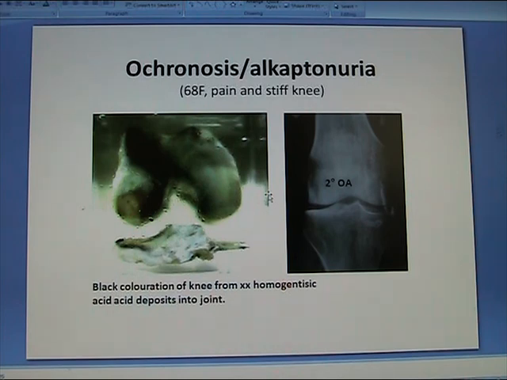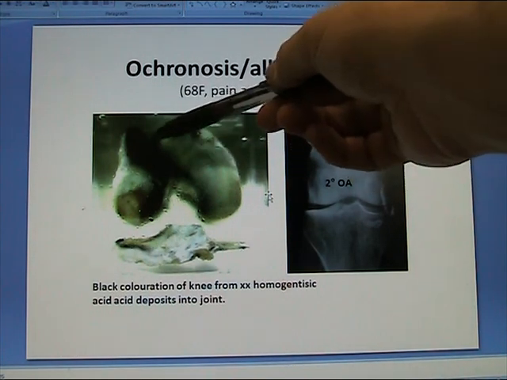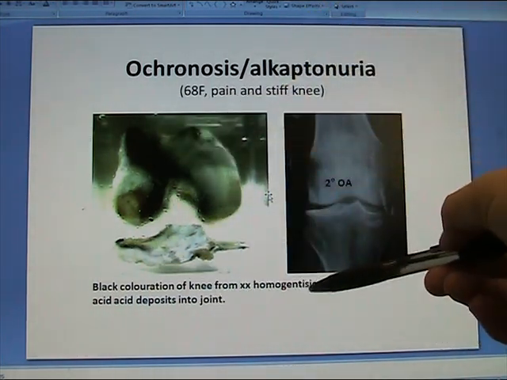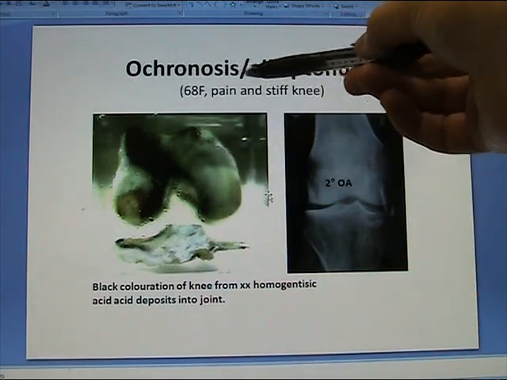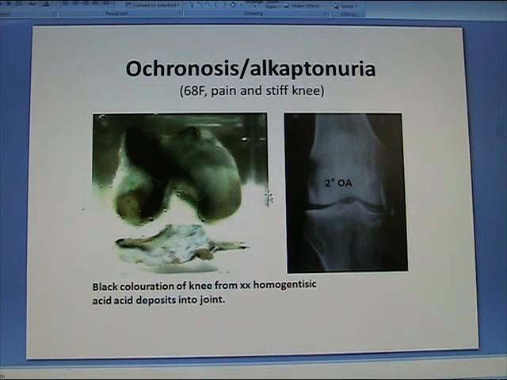So here's a beautiful specimen. Abnormal cartilage, black pigmentation from these homogentisic acid crystals being deposited into the area. This condition called ochronosis alkaptonuria. It wears out too quickly. Can't take the loads. So abnormal cartilage, excessive loads, wears out, secondary OA.